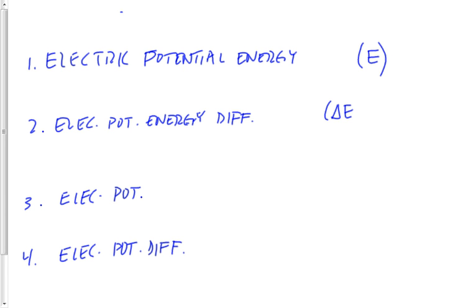Now, what's another term that we sometimes use to describe electric potential energy difference? Work. So delta E is going to be equal to W. We also know that delta E or W is going to be equal to F times d, the force times the displacement.